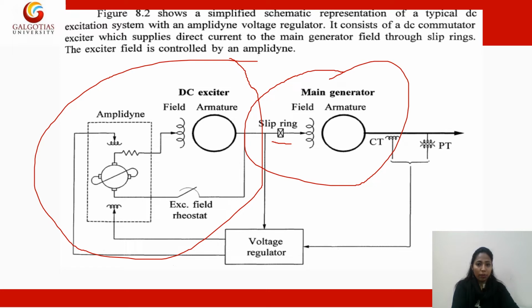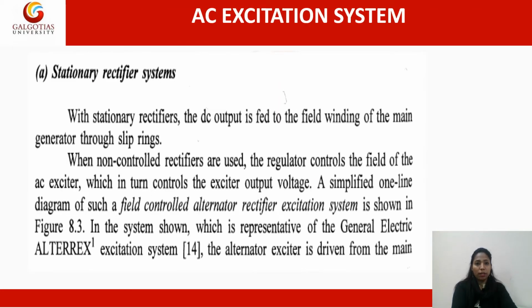Under the AC excitation system, we have the stationary rectifier system. Here the DC output is fed to the field winding of the main generator through slip rings. The DC is generated through the non-controlled rectifier, and the regulator controls the field of the exciter, which controls the exciter output voltage. So the DC is generated through the non-controlled rectifier, where diodes are used.